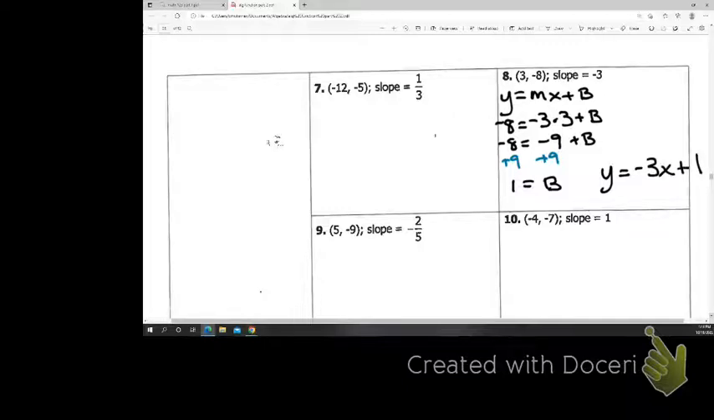And since this one doesn't have a fraction, I can check it quickly. Negative 3 times 3 is negative 9. Negative 9 plus 1 is negative 8. It works. So whatever the given slope is, that's going to be in your equation in front of your x. Before we do any work, we should at least already know this part of the equation.